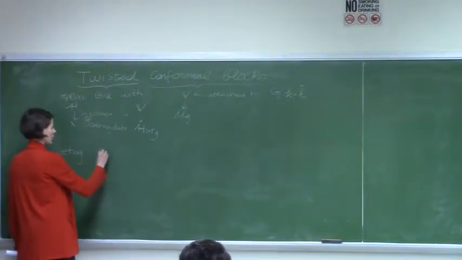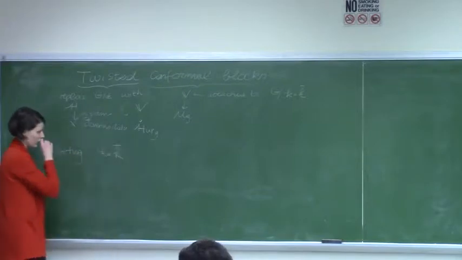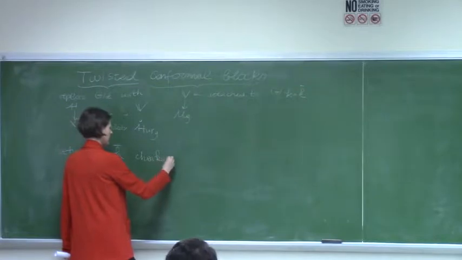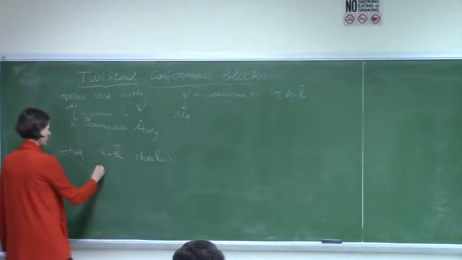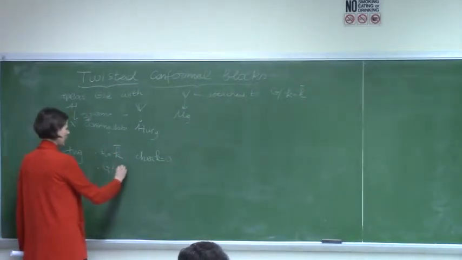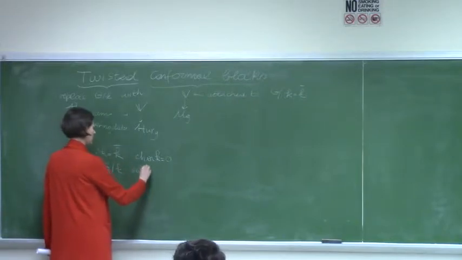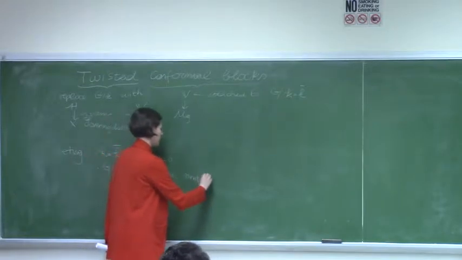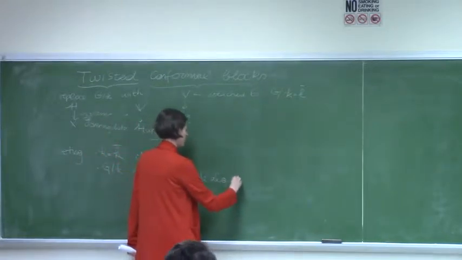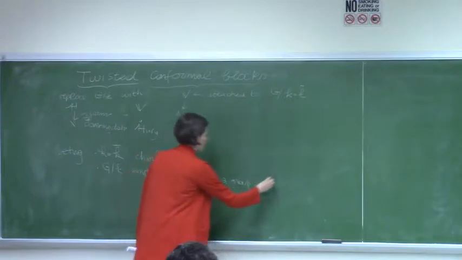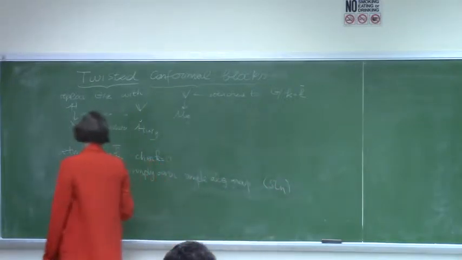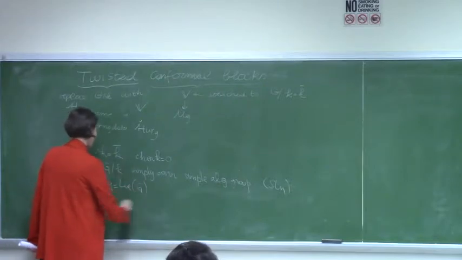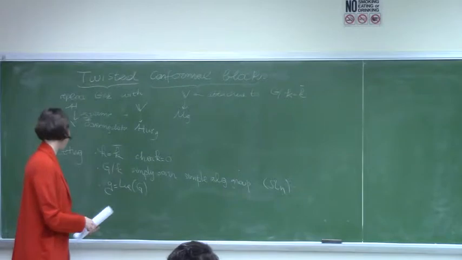Everything will be carried out over an algebraically closed field of characteristic zero. And we also fix G over K, a simply connected and simple algebraic group. You can imagine it as the Lie algebra.